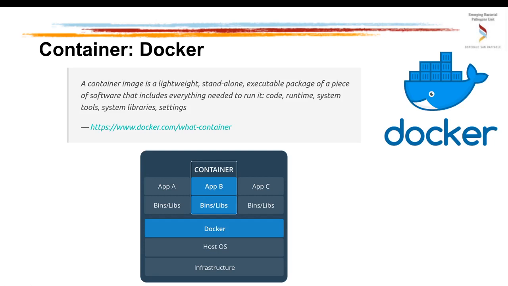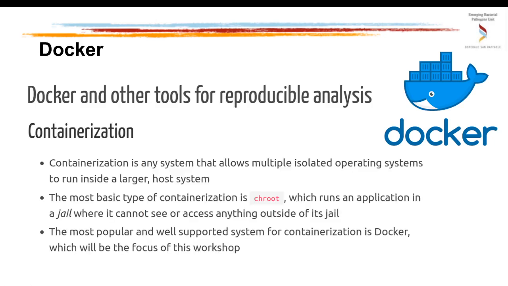What is a container? A container image is a lightweight, standalone, executable package of a piece of software that includes everything you need to run: code, runtime, system tools, system libraries, settings. So basically, a container is like a virtual machine, but it's not as heavy as a virtual machine. Docker and other tools such as Singularity, for instance, have the great advantage of making your analysis reliable and reproducible among other scientists.